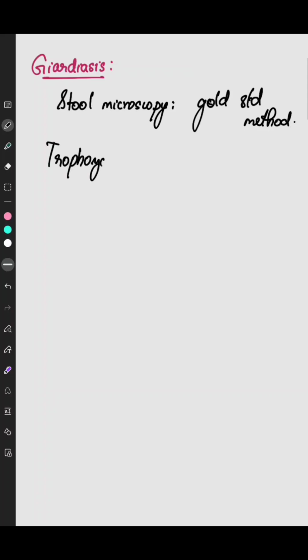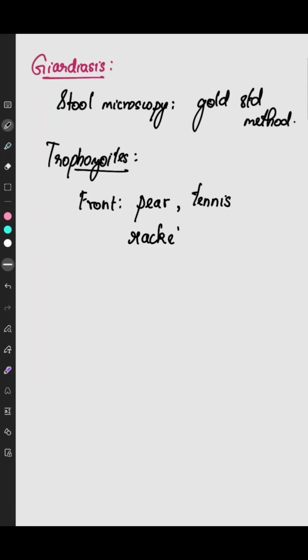Tetranucleated oval cyst is the diagnostic and infective form, so we are going to detect that in the stool microscopy. For trophozoites, you should take at least 3 samples on alternate days for examination. They adhere firmly to intestinal mucosa by the adhesive disc, causing intermittent shedding. Trophozoites from the front view appear pear-shaped, teardrop, or tennis racket shaped, and laterally they appear spoon or sickle-shaped.